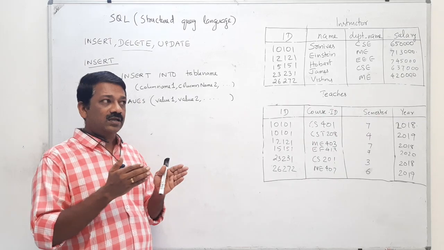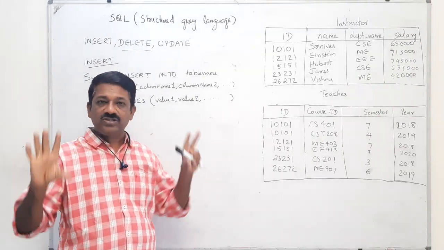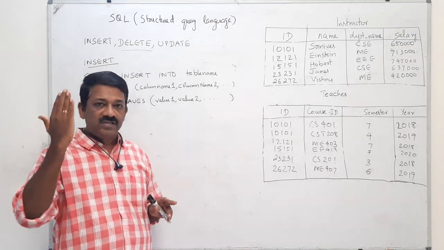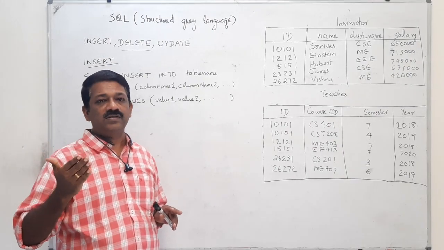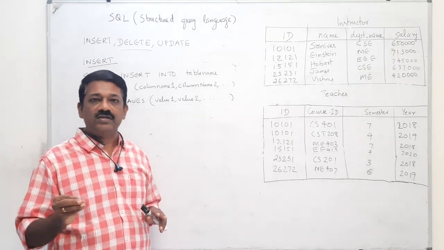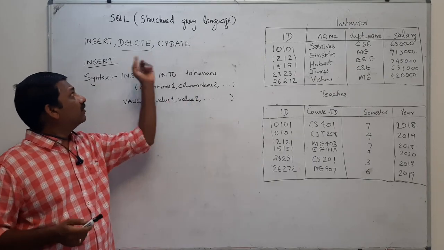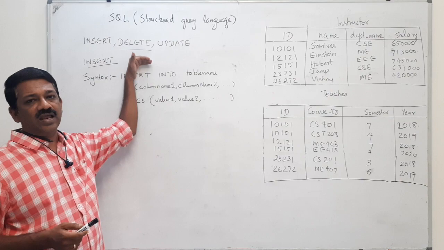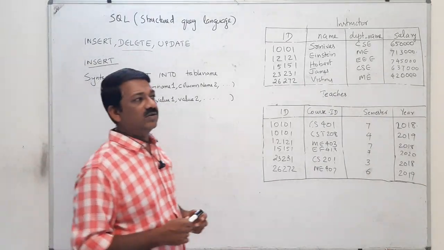Alter table means if you want to change the structure of a table. For example, if you want to insert some attributes to the table, or if you want to drop some attributes of that table, you can use alter table. That we have already discussed. Now, these are data manipulation languages. That means insert, delete, and update. Insertion, deletion, and updation of database.